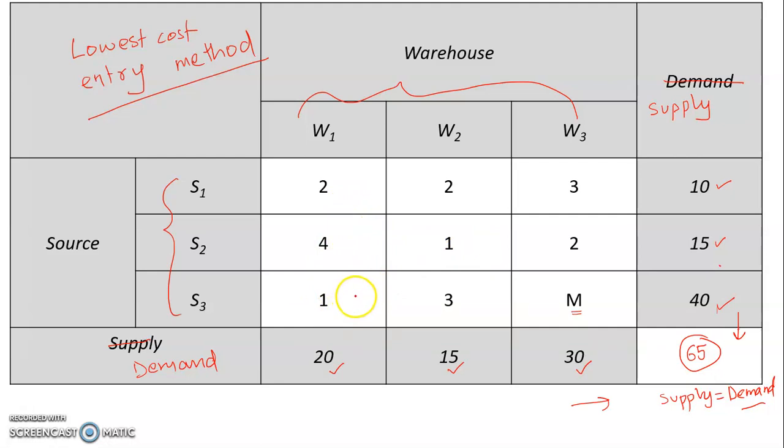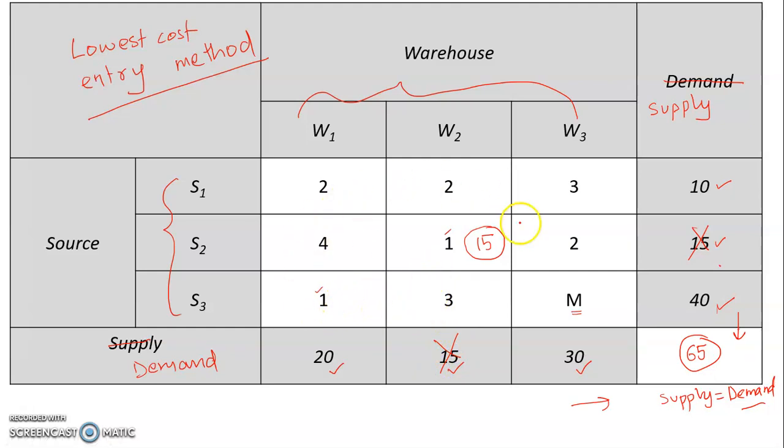Let me find the lowest cost cell here. There are two cells with the lowest cost, one and one here. I can choose any of them. I choose this one. So I'm going to allocate the minimum of demand and supply. At W2 I have a demand of 15 units, and source S2 has a capacity to produce 15. So all 15 units I can allocate from source S2 to warehouse W2. Source S2 doesn't have anything more to send, and warehouse W2 doesn't have anything more to consume. So both this demand and supply are consumed.